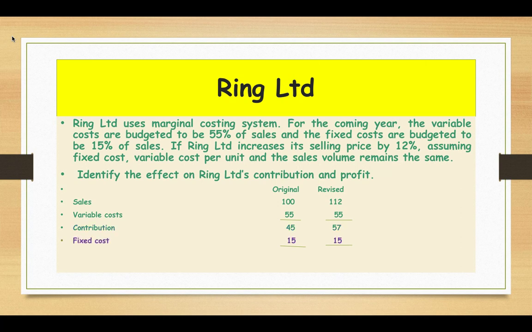Now, the fixed cost, the question says, is 15% of sales, which remains the same. So the original sales is 100, 15% of that is obviously £15. So the fixed cost for both situations is going to be £15. So our original profit is 45 take away the fixed cost of 15, which is £30.